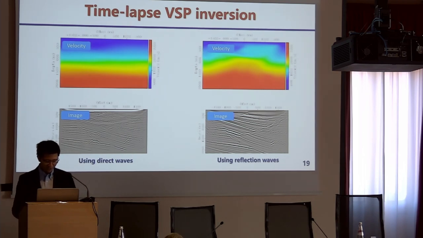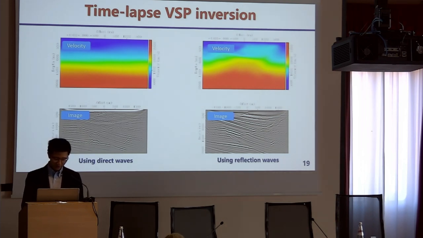We can see that by using this new inversion method, we can obtain a more accurate velocity model, and by using the velocity profiles in imaging, it provides better results for the subsurface reflectors and scatterers.